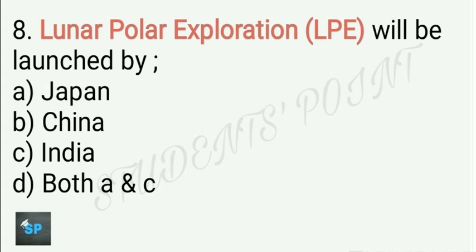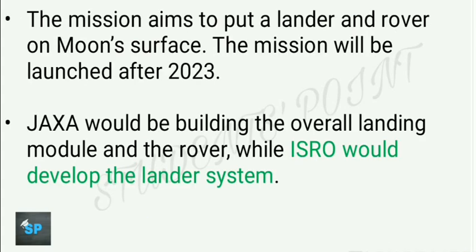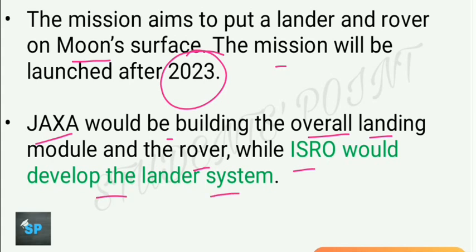Lunar Polar Exploration, in short called LPE, will be launched jointly by India and Japan. So here both A and C will be the right answer. So D is the correct option here. The mission aims to put a lander and rover on the moon's surface, and the mission will be launched after the year 2023. JAXA, that is the Japanese Space Agency, would be building the overall landing module and the rover, while ISRO would develop the lander system.